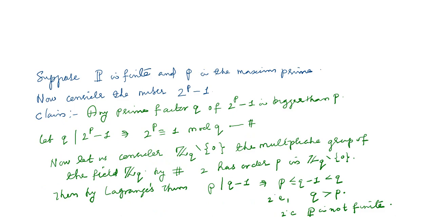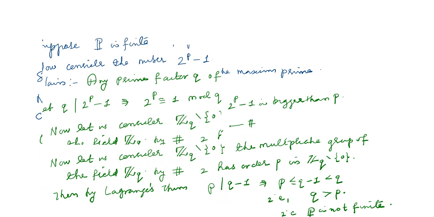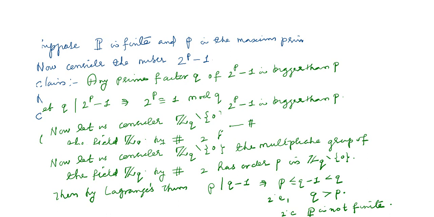Now we are coming to the proof. Suppose the set of primes is finite and p is the maximum prime. Now consider the number 2^p - 1. Our claim is that any prime factor q of 2^p - 1 is bigger than p. Definitely 2^p - 1 is a natural number.